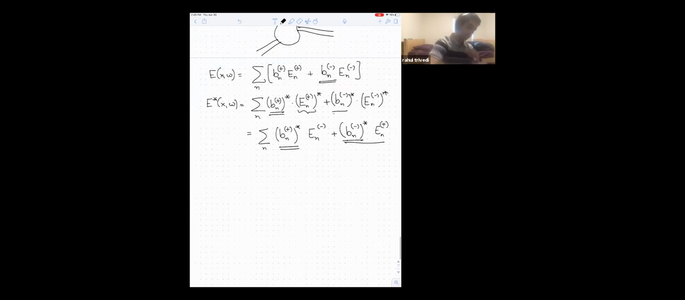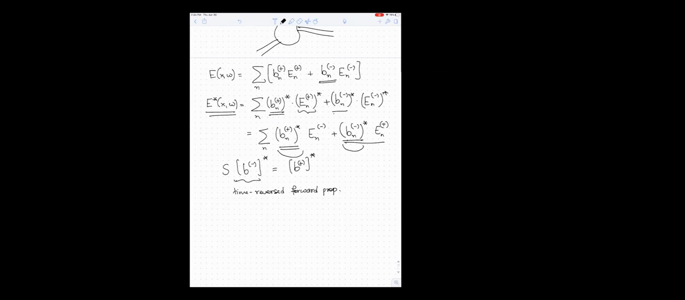Now, because this is a valid solution to Maxwell's equations, it means that the now forward propagating modes multiplied by the scattering matrix should give you the backward propagating modes, right? So B minus star, this is the time reversed forward propagating modes, multiplied by the scattering matrix S should give you the time reversed backward propagating mode. Does this make sense?